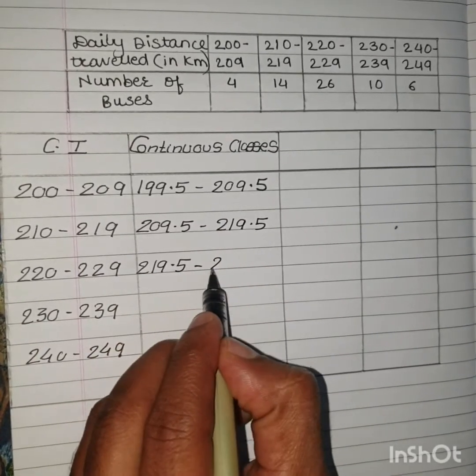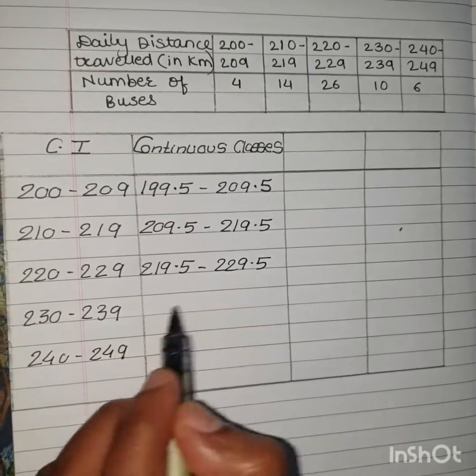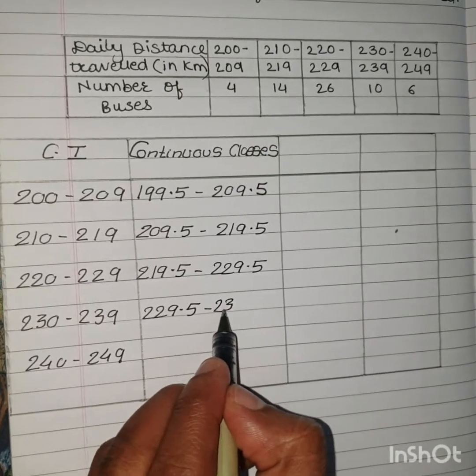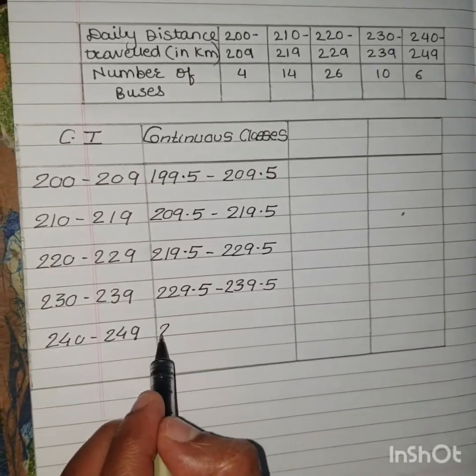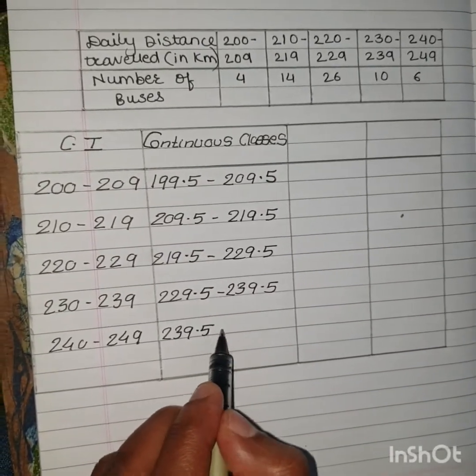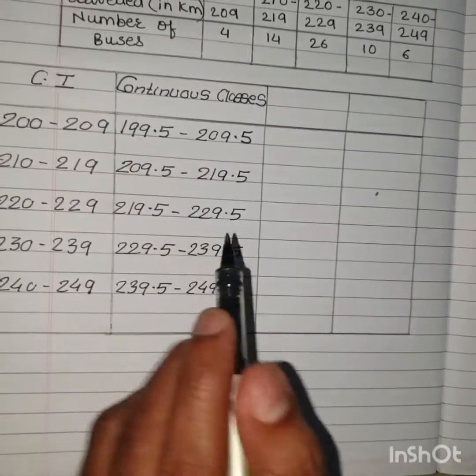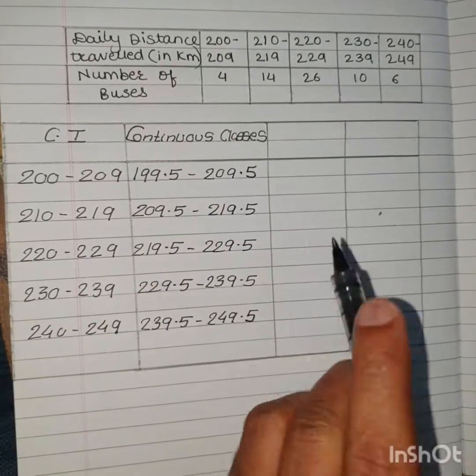219.5 to 229.5, 229.5 to 239.5, 239.5 to 249.5. Now in first step we have made the classes continuous.